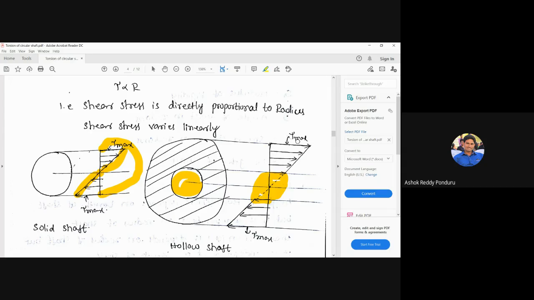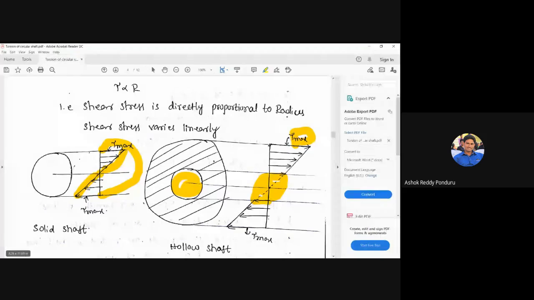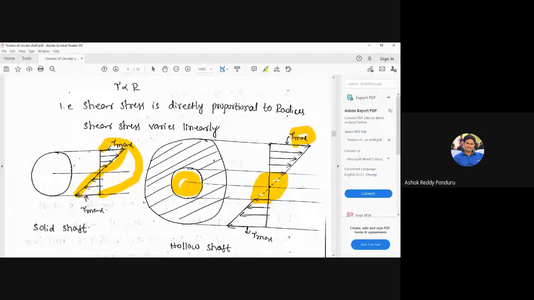Finally, I conclude, this value is tau max. You can find this tau max value by using the formula, I will discuss it later. That value is compared with the shear strength of the material. If that value is less than the shear strength of the material, then the shaft is safe. Otherwise the shaft fails. That's why the stress is always less than the strength of the material.